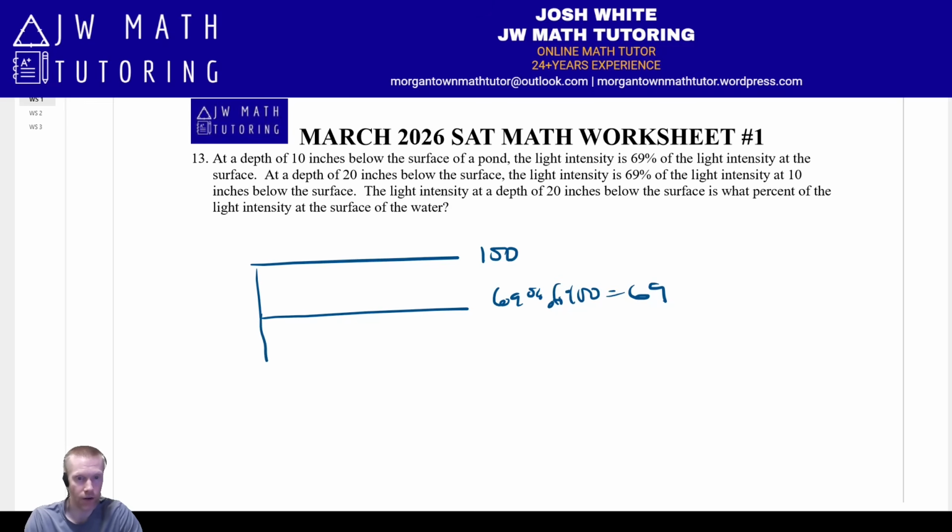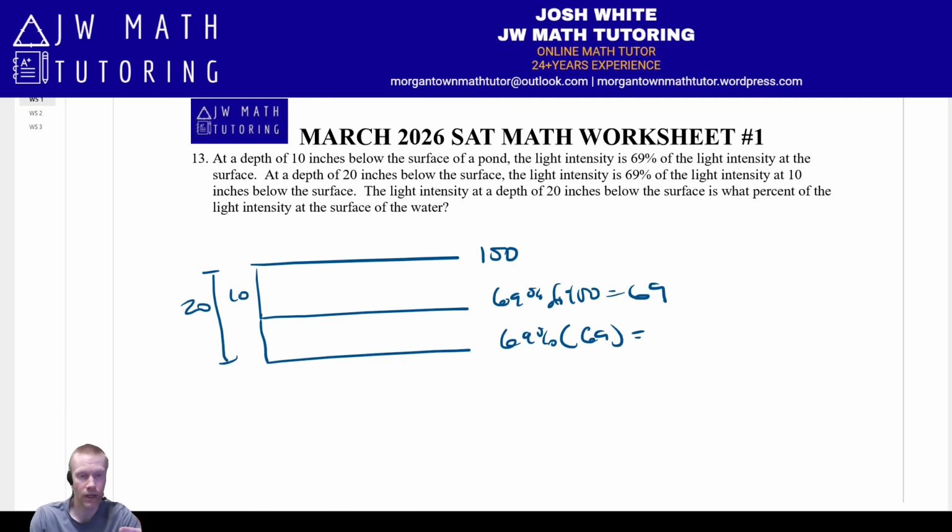Then you go down another 10 more inches, so now the total depth is 20 inches. And it is 69% of the light intensity at 10 inches, meaning it is 69% of 69. And then it wants to know, okay, so down here at 20, this is what percent of the light intensity at the surface of the water.